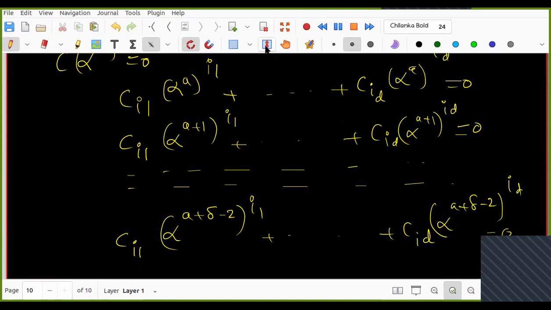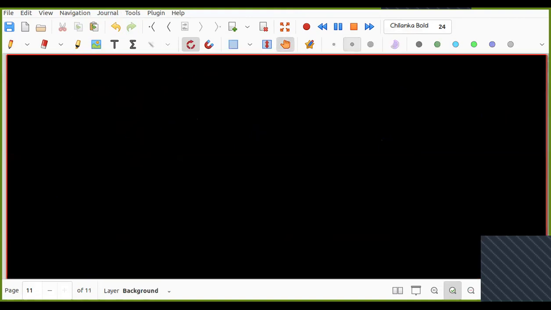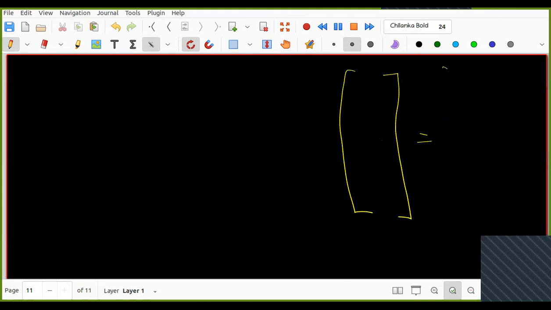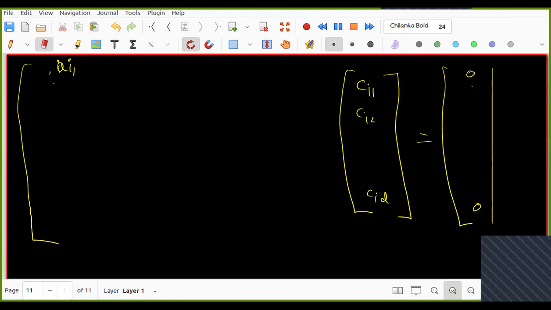So how can we convert this into matrix form? Let me write it on a new page. Something will come, is equal to 0, 0, 0, 0, and here we get the vector C_{i1}, C_{i2}, and so on up to C_{id}. What is the first row? Here alpha^{a i1}.